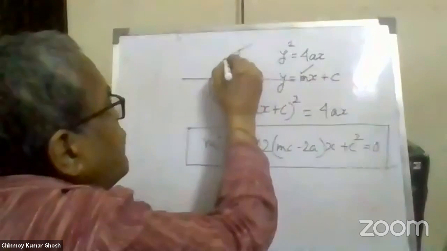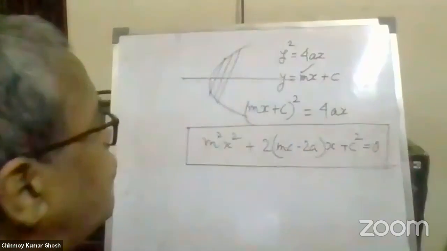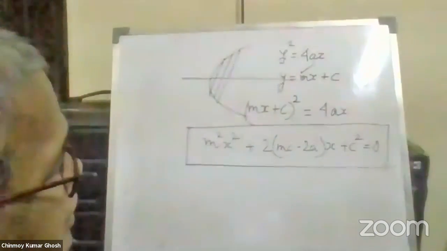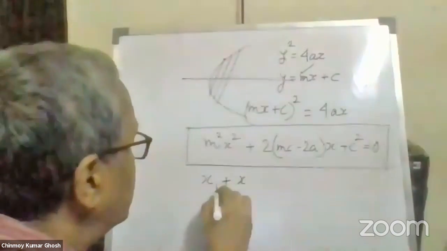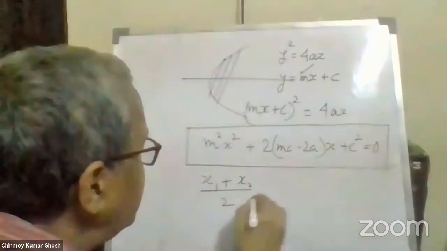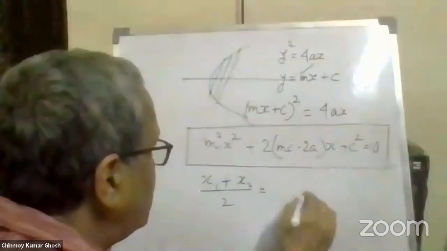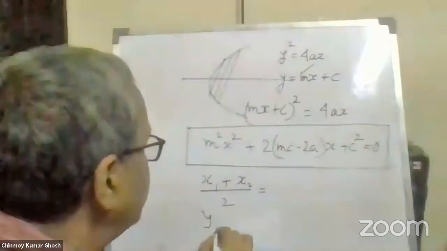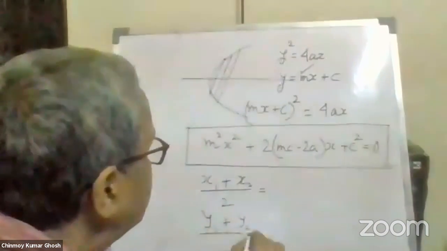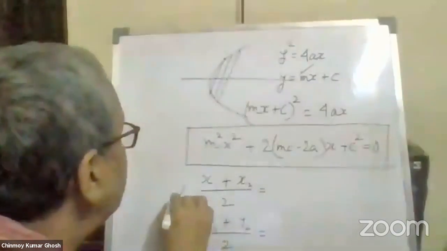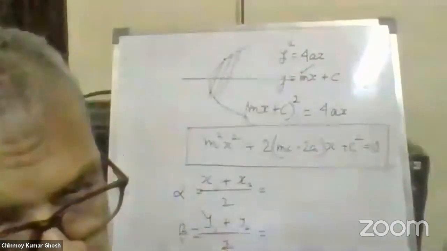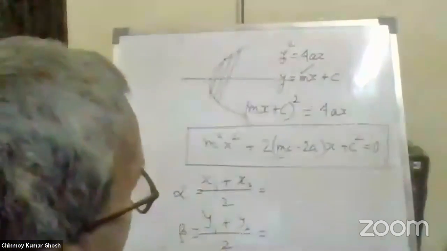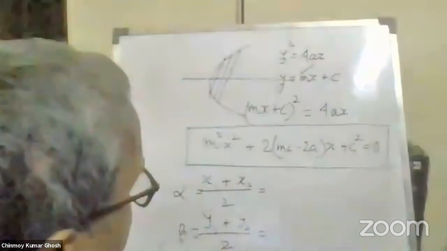By solving this equation, you get the x coordinates of the extremities of a chord, and the midpoint will be x1 plus x2 by 2 and y1 plus y2 by 2. These will be the coordinates of the midpoint. Now let us call them alpha and beta. Let alpha be the x coordinate of the midpoint, and let beta be the y coordinate of the midpoint.